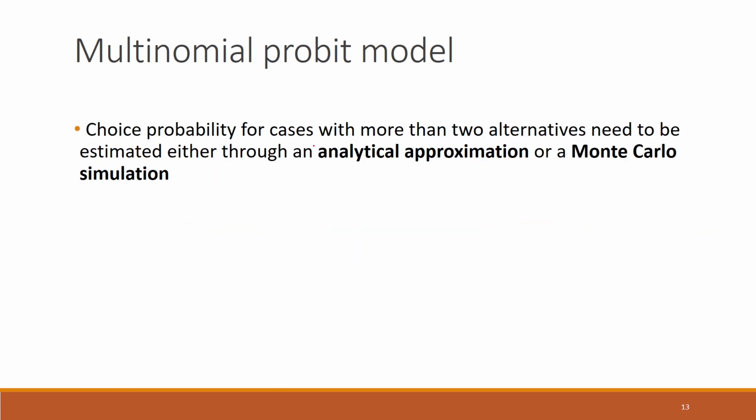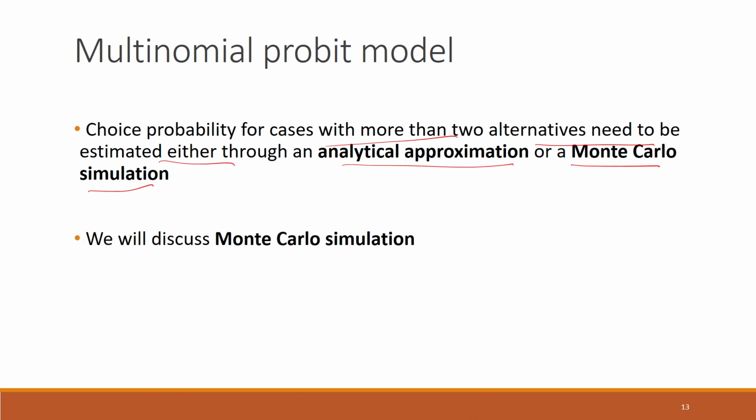So, the choice probability for the cases with more than two alternatives needs to be estimated either through an analytical approximation or a Monte Carlo simulation. These analytical expressions usually become computationally burdensome when the number of alternatives increases. So, for most practical purposes, Monte Carlo simulation is the best approach, so we will be discussing that only here. Again, the reference for all of that is this book by Joseph Sheffy on urban transportation networks.